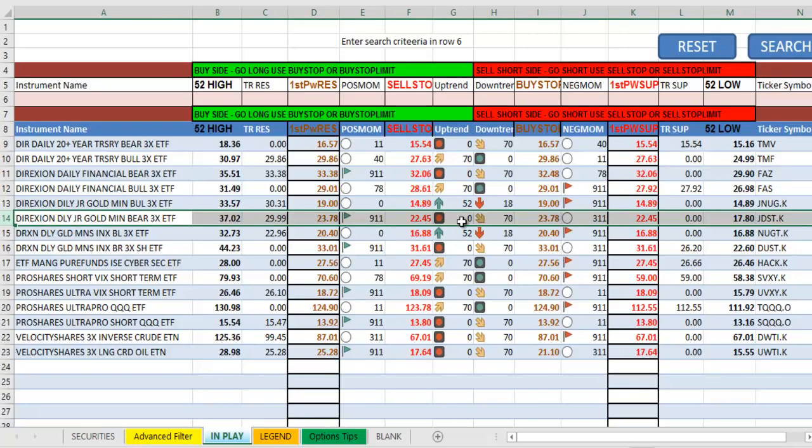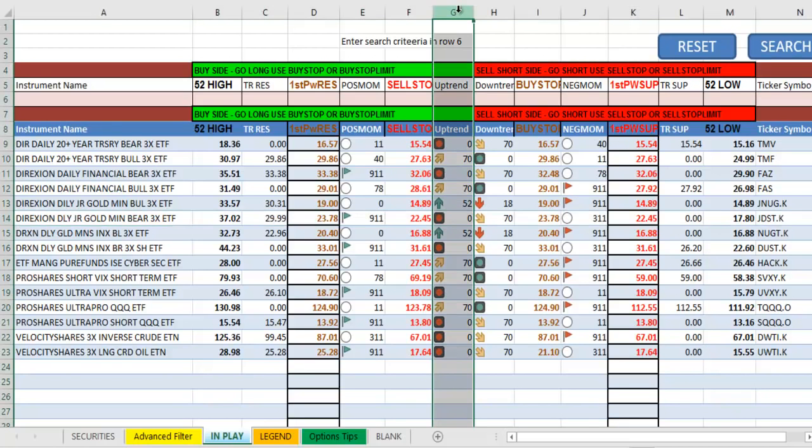Primarily what you would like to see in an uptrending market in column G is the positive 70. You want to see a 70 with a golden arrow. The golden up arrow and a 70 means that the market is in a powerful uptrend and it's locked in with momentum and everything on your side. That's the first thing you want to look for when you're looking for good buying candidates.